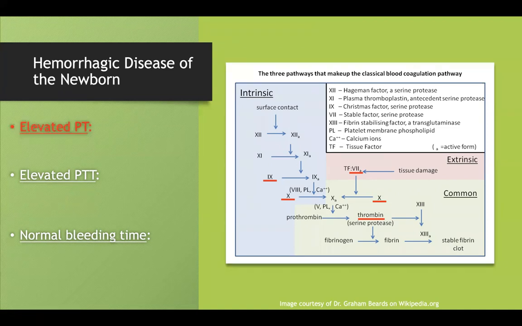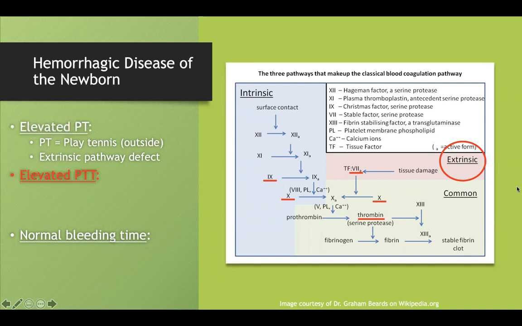So PT, or prothrombin time, a good mnemonic to remember what pathway will elevate your PT: remember that you play tennis outside, and so damage to the extrinsic pathway will elevate your PT, essentially because vitamin K is a cofactor for factor 7. If you have a deficiency of factor 7, that's going to affect your extrinsic pathway, and that can prolong your PT. So that's why that's elevated.